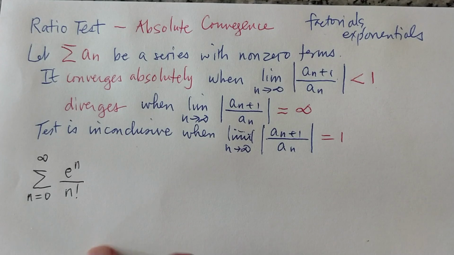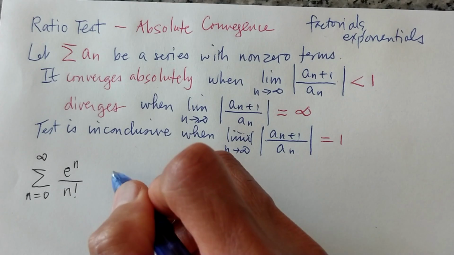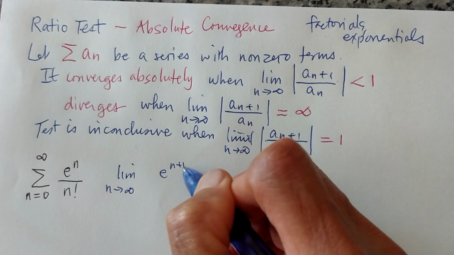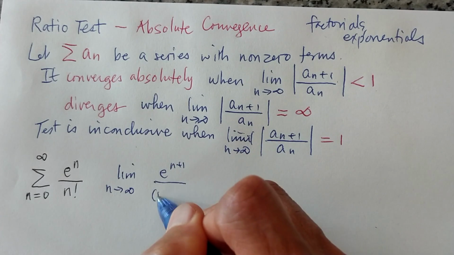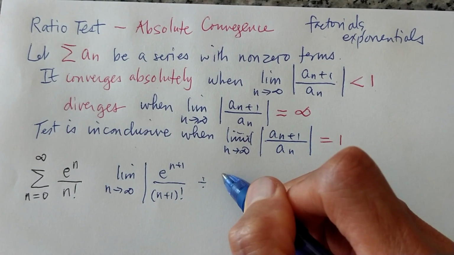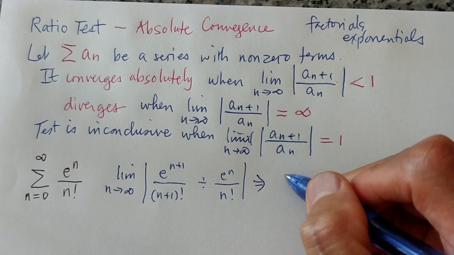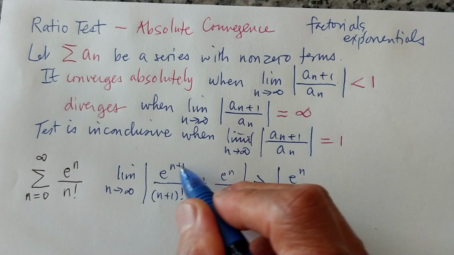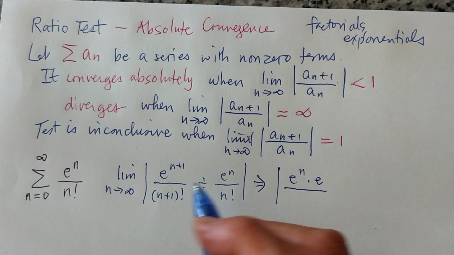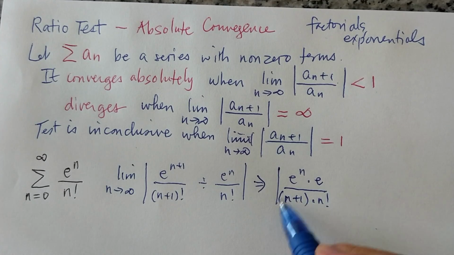So let's look at this problem here. Forming now this limit, the limit as n goes to infinity of e to the n plus 1 divided by n plus 1 factorial, divided by e to the n divided by n factorial. We can rewrite this as e to the n plus 1 means e to the n times e. N plus 1 factorial means n plus 1 times n factorial. That's by definition of factorial.